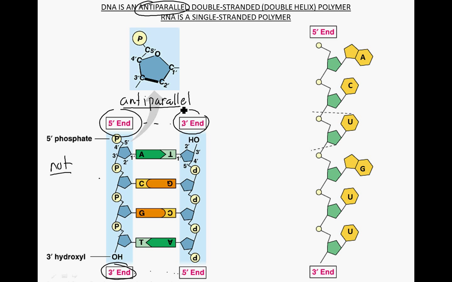Compared with an RNA molecule, which is only a single helix. So this is a single-stranded polymer. But you're still going to get this 5', 3', 5', 3', 5', 3'. So you still will have a 5' end referring to this carbon right there, and the 3' end referring to that carbon right there. So if it's only single-stranded, you get RNA. And you notice that you don't have any T, you don't have any thymine here, which again is a pyrimidine molecule.